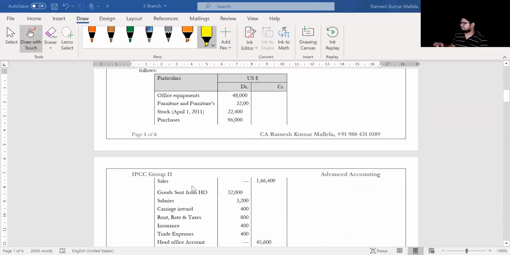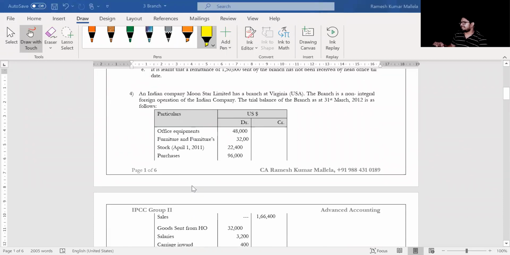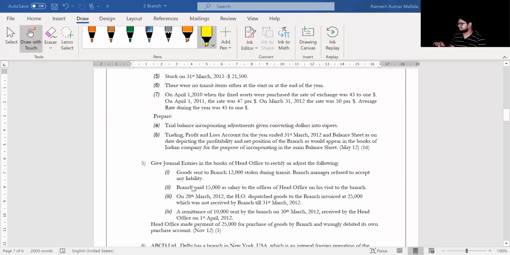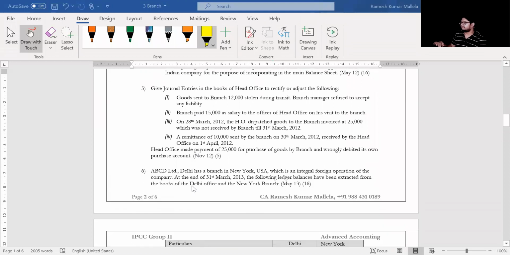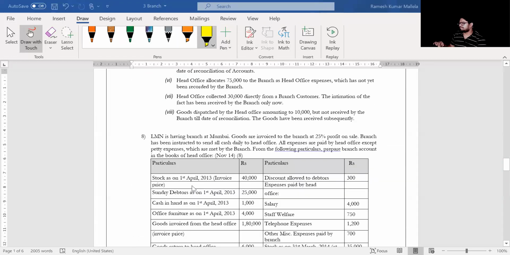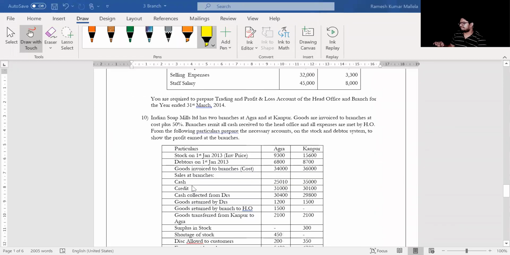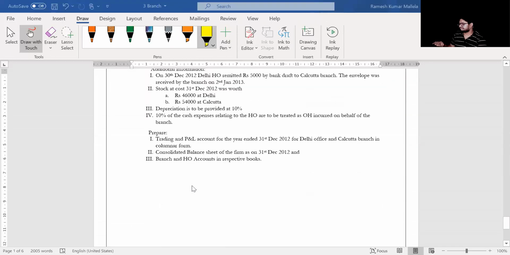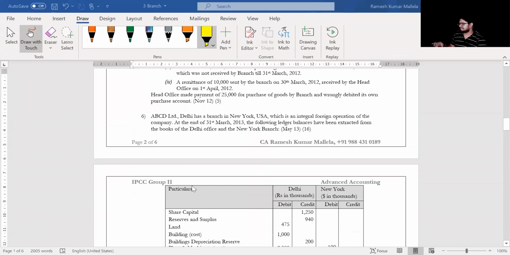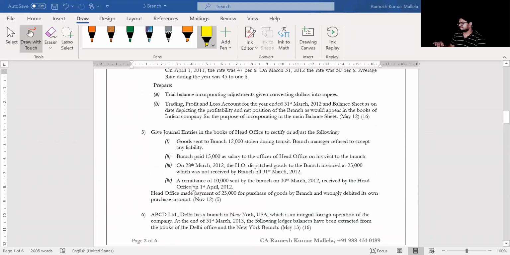So fourth question is about a foreign non-integrated branch. Before going to fourth question, let us finish off all such theory questions and then get into problems so that it will be convenient for us. So we have 2 more theory questions. Take out 5th question.